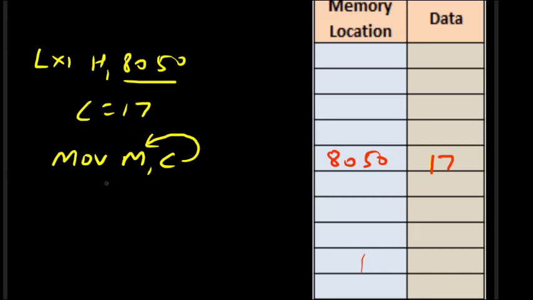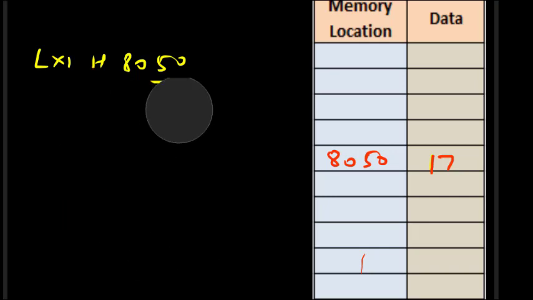Whenever we are talking of M, of course M is a memory location which is always pointed to by HL. So we can store the data from any register to the memory location pointed to by HL. Similarly, we also have the other instruction.